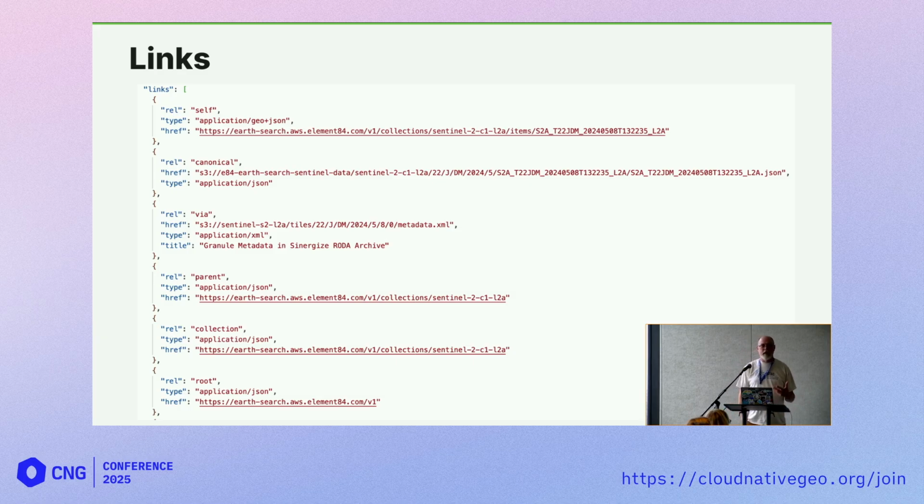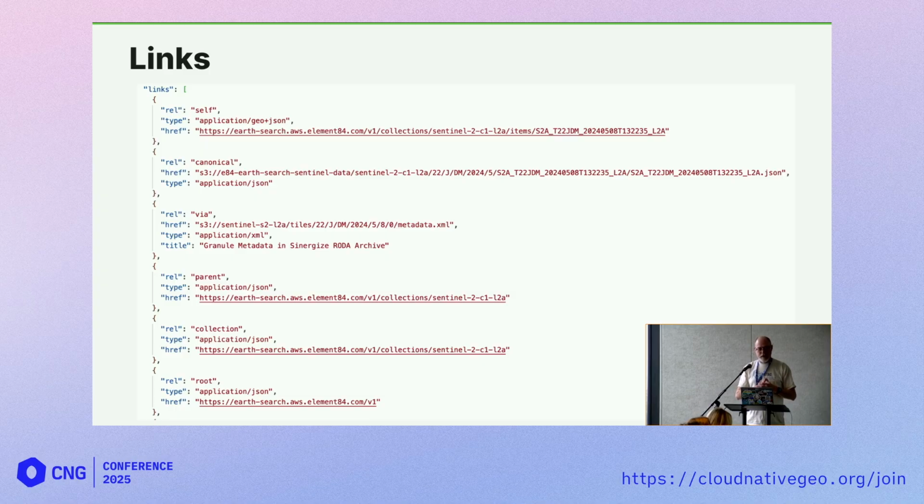So a self link, that's self-explanatory. The parent is always going to be one level up. So an item, its parent will be a collection. A collection's parent will be the root catalog in an API. There's a little bit more structure there if you have these subcatalogs. But in an API, it's a little bit more simple because you don't have that many levels.